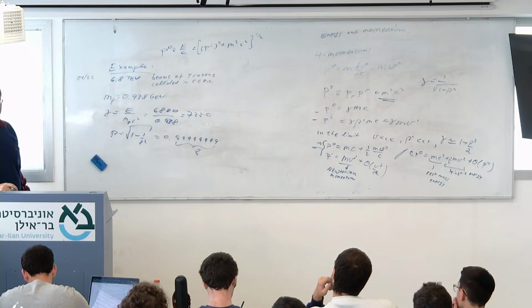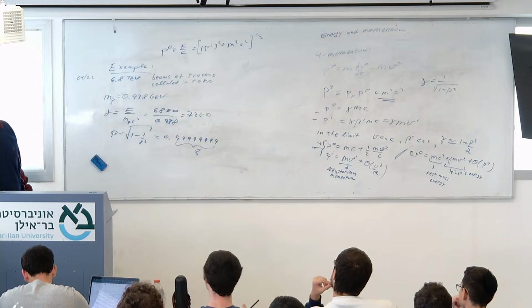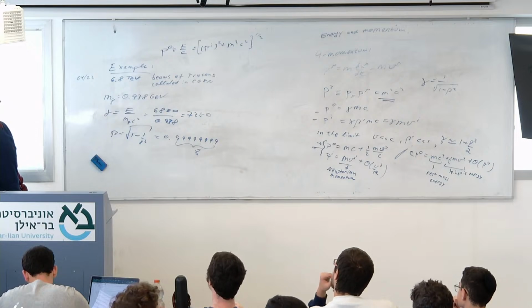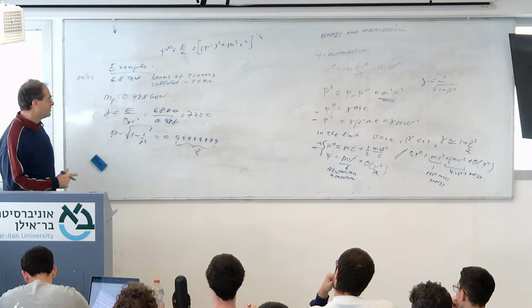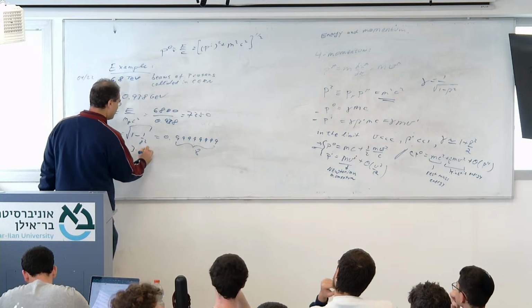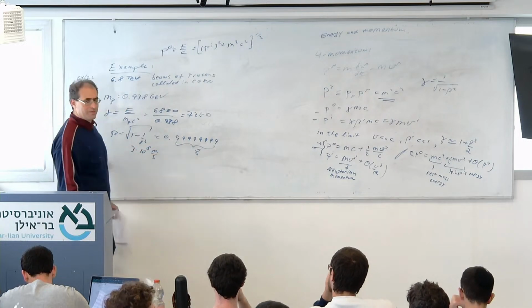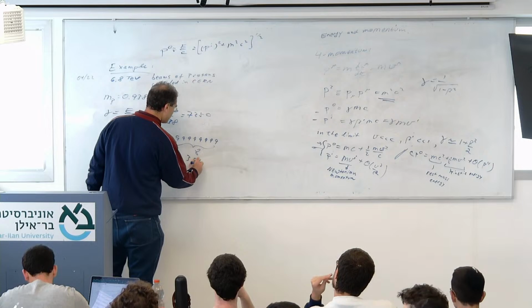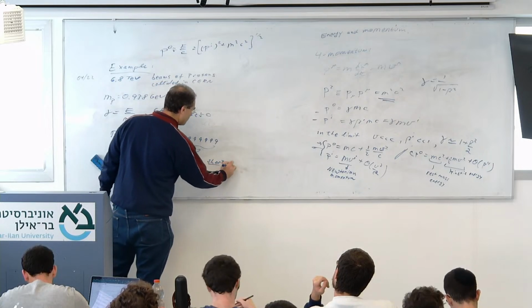So how far is it from the speed of light? How much below the speed of light is that? In meters per second. The speed of light is 3 times 10 to the 8 meters per second. We have 8 nines, so this is just 3 meters per second short of c.